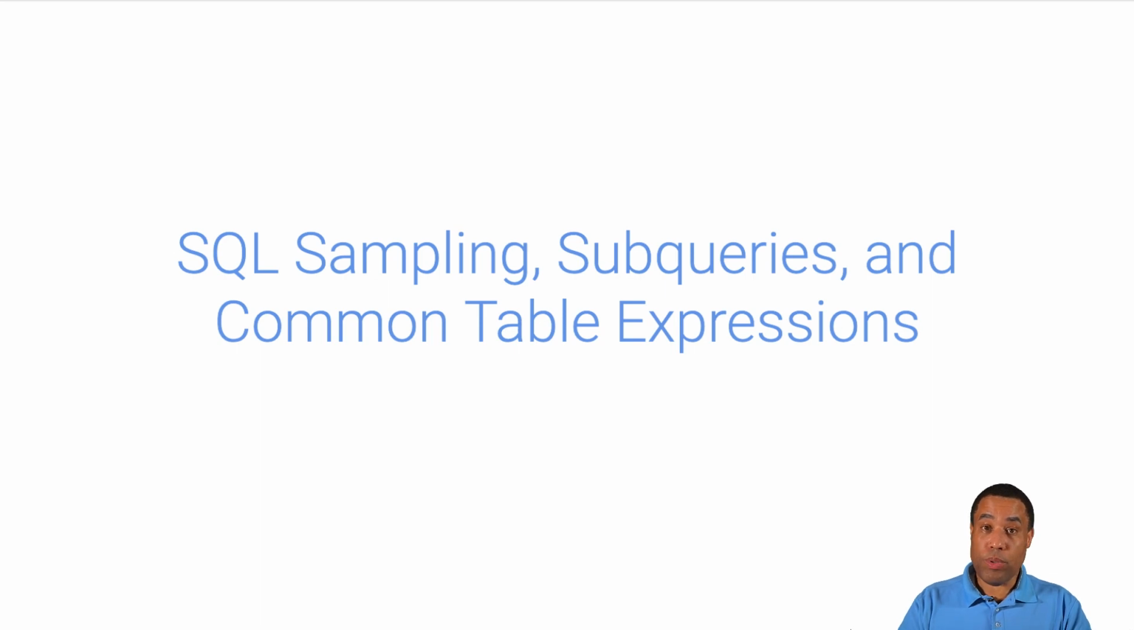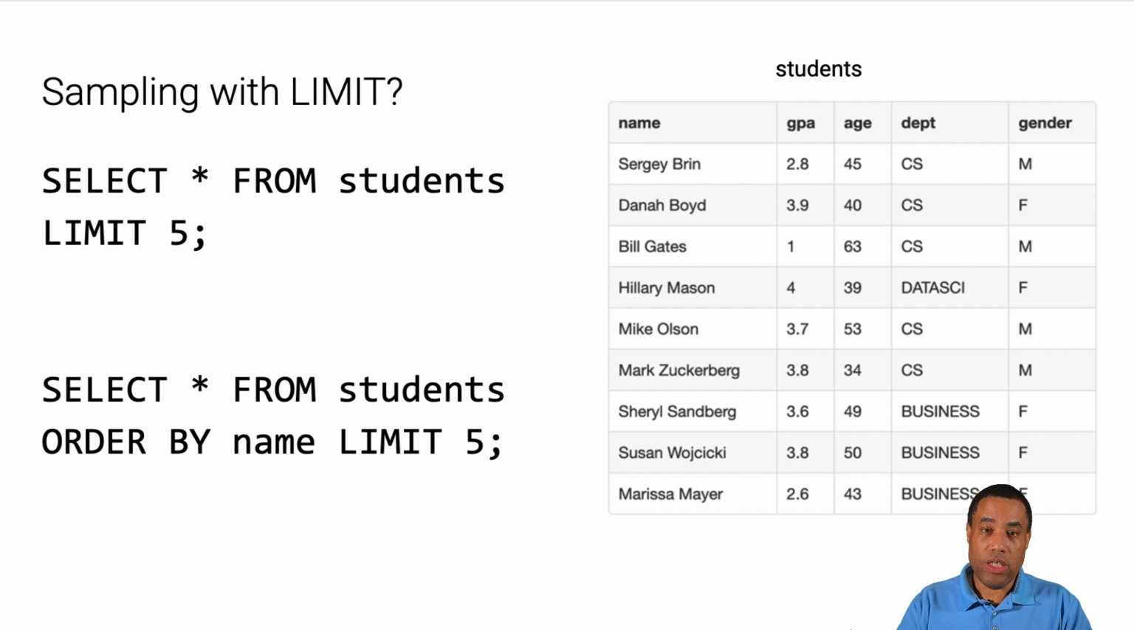Let's look at sampling, subqueries, and common table expressions. We'll start with sampling. Let's say we have a table of students and we'd like to select 5 students at random from that table. So here are 2 examples of queries using limit to return 5 rows.